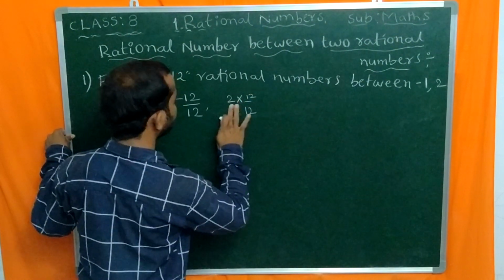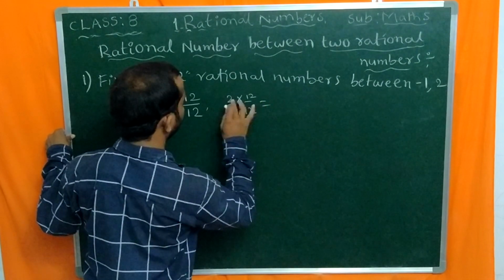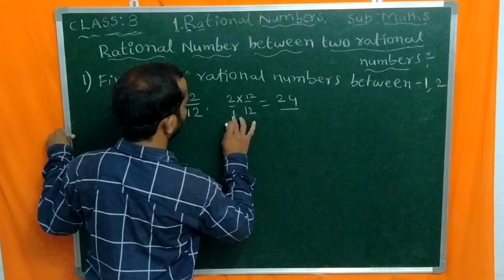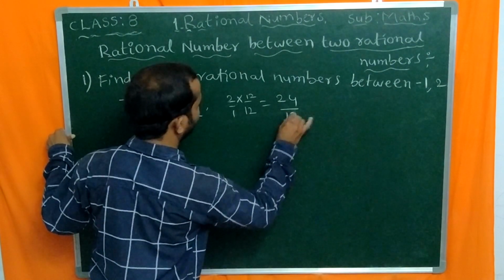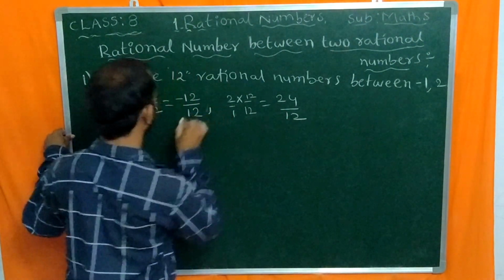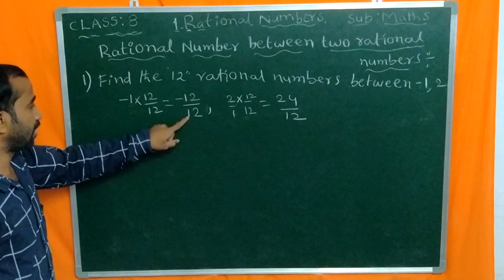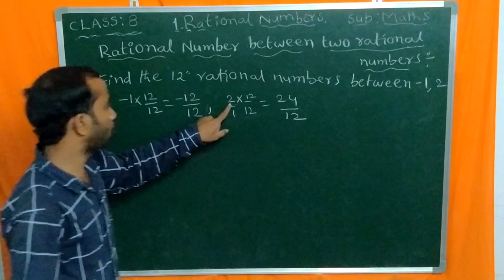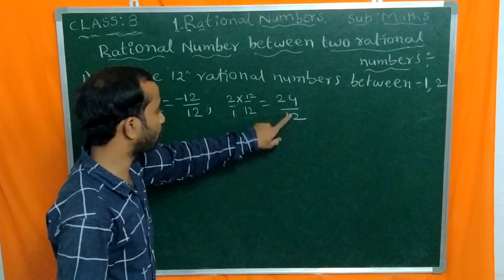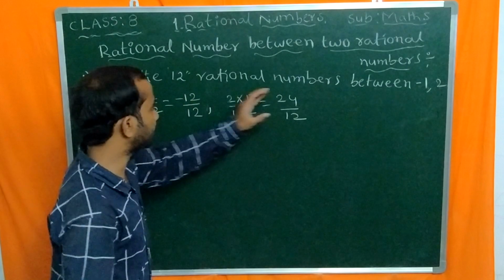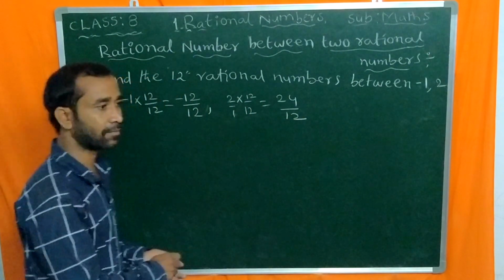So this is written as 2 into 12, 24. 1 into 12, 12. Minus 1 is written as minus 12 by 12. Next, 2 is written as 24 by 12. Between these two rational numbers, there are so many numbers.